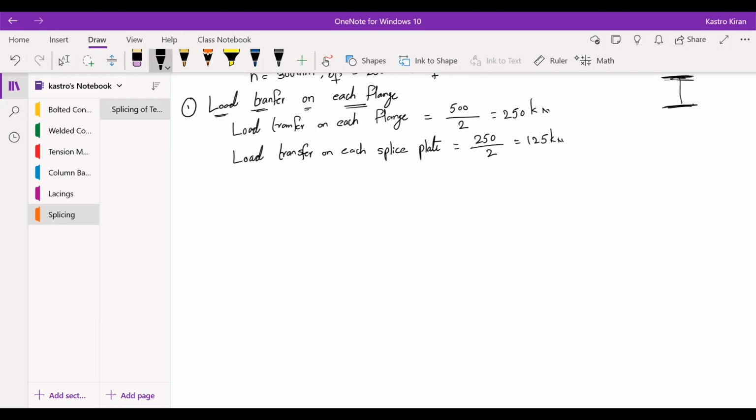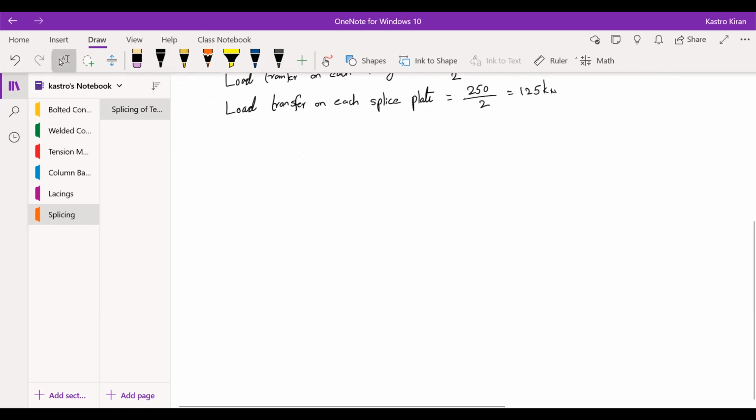Now let us assume 6 mm thick as the splice plate. Initially we don't know the thickness of the splice plate, so let's assume and check whether the assumption is correct or not based on the various checks. So let us assume 6 mm thick of the splice plate.